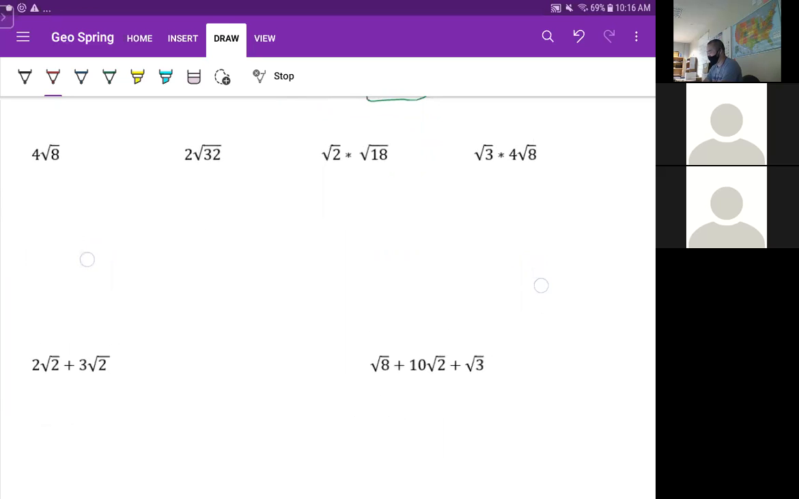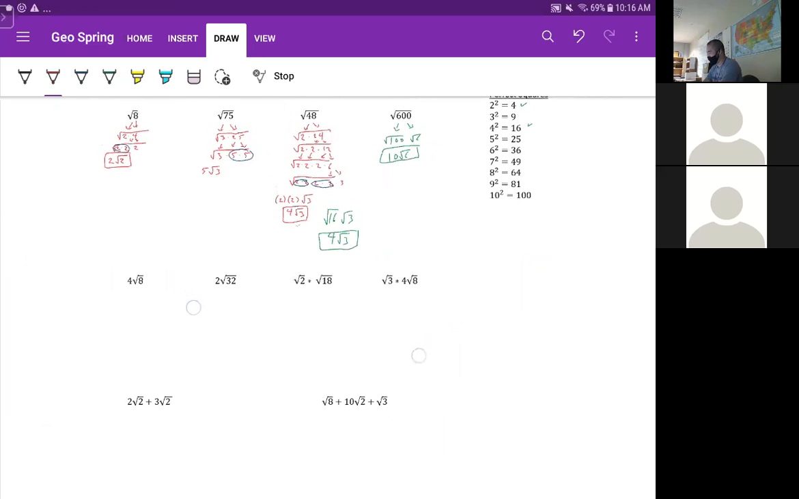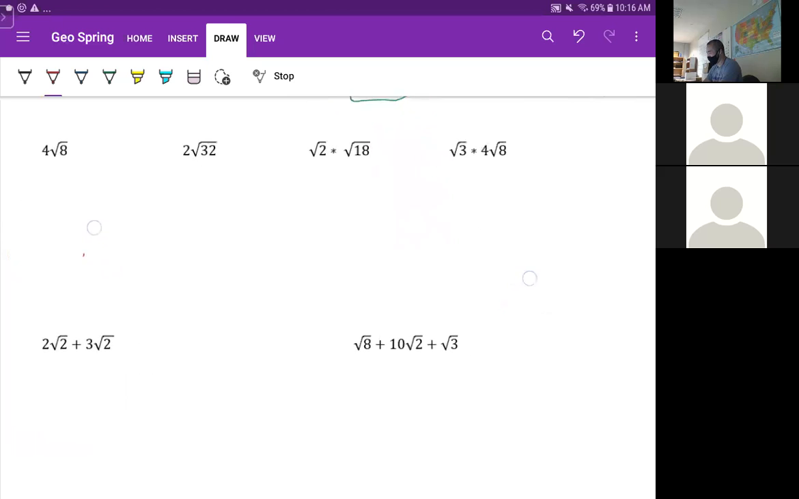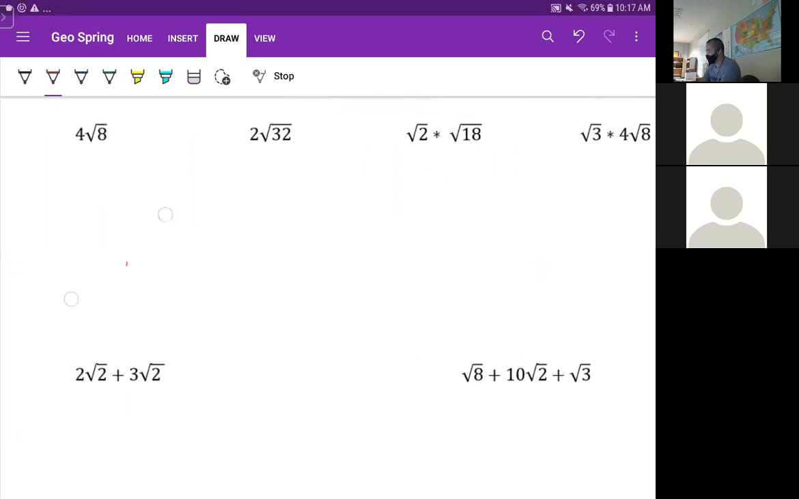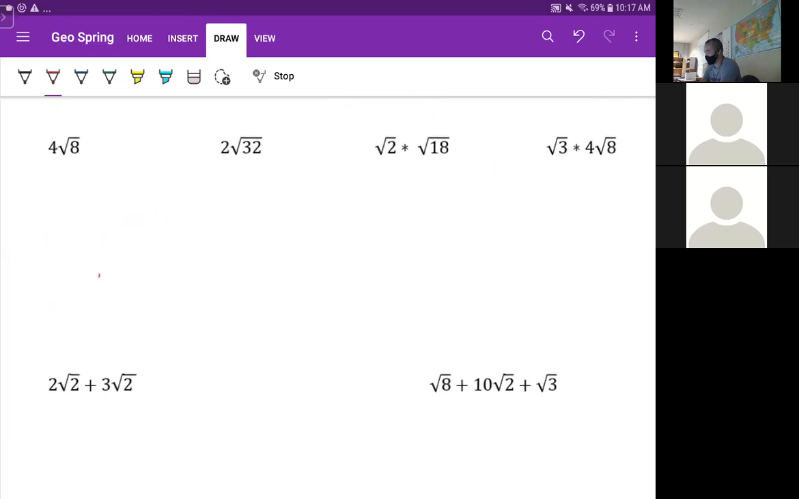4 square roots of 8. 8, you can divide it by 4. So let's do this the fast way. So 4 is still outside here. Then 8 breaks down into 4 and 2, because 4 times 2 is 8. So 4 times square root of 4, which is 2, and then square root of 2. So the answer of this one is 8 square roots of 2.